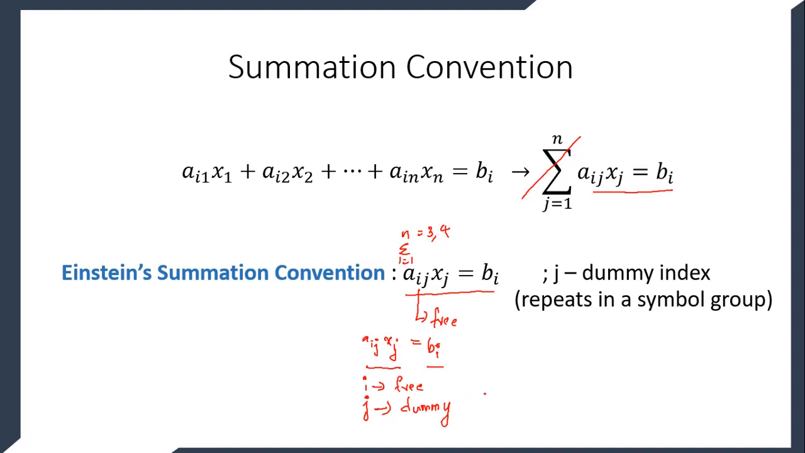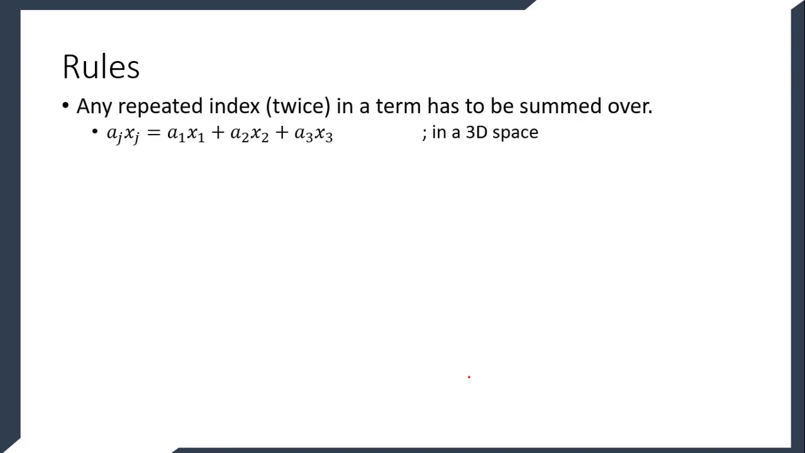When you find a dummy index, you have to keep in mind that a summation is implied, where the dummy index changes from 1 to n. So we have found a way to write a very long equation in just one or two terms. We have to keep in mind certain rules while using this summation convention. The first is that when an index is repeated twice, the term has to be summed over.